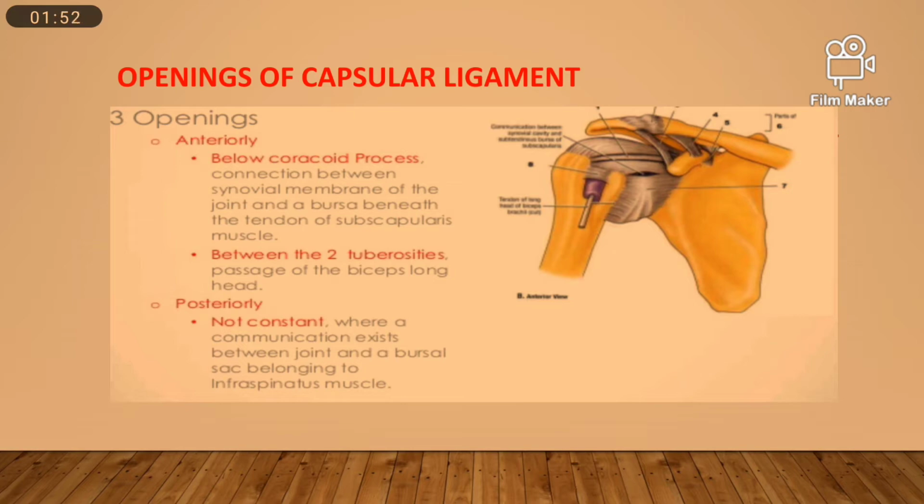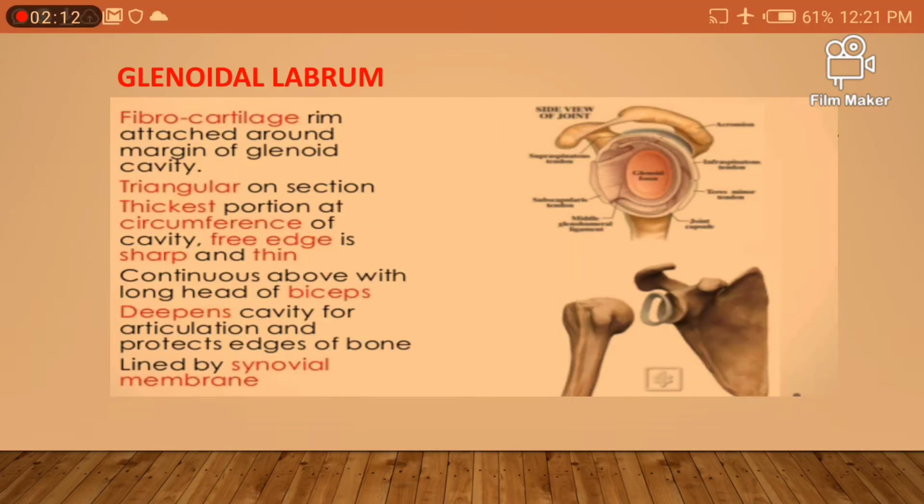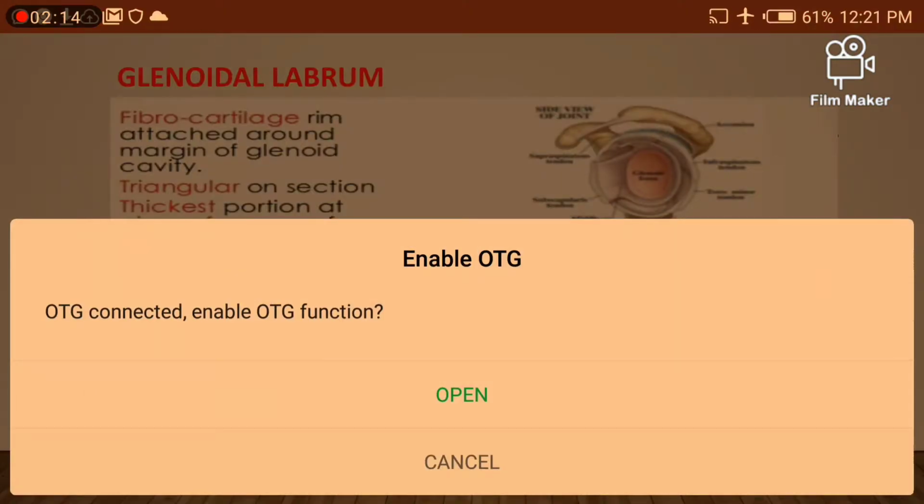Openings of the capsular ligament are anteriorly below the coracoid process, a connection between the synovial membrane of the joint and the bursa beneath the tendons of the subscapularis muscle, between the two tuberosities passes the biceps along the head, and posteriorly, not always observed.